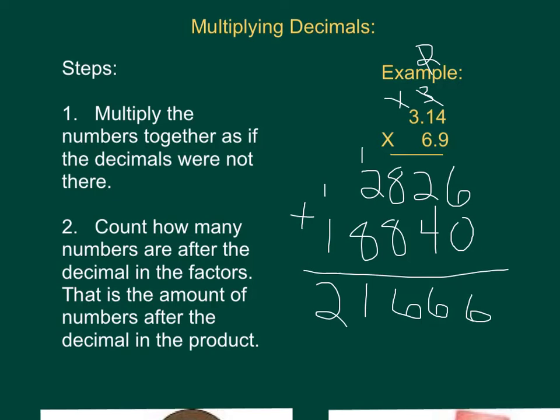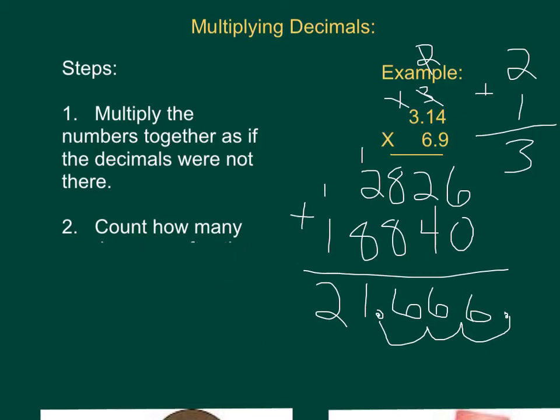3 14/100ths has two numbers after the decimal, and 6 9/10ths has one number after the decimal. Therefore, there are 3 total numbers after the decimal in the factors, which means there will be 3 numbers after the decimal in our answer. So right now our decimal point's at the end. We go back 1, 2, 3, and that's where the decimal goes in the answer. Therefore, 3 14/100ths times 6 9/10ths is 21 666 thousandths. Please take a moment to pause the video and put this example in your notes.